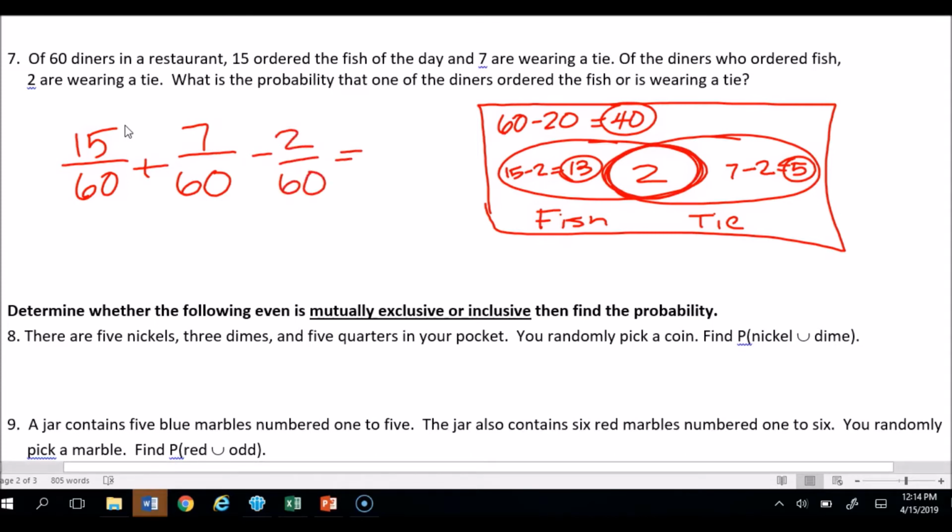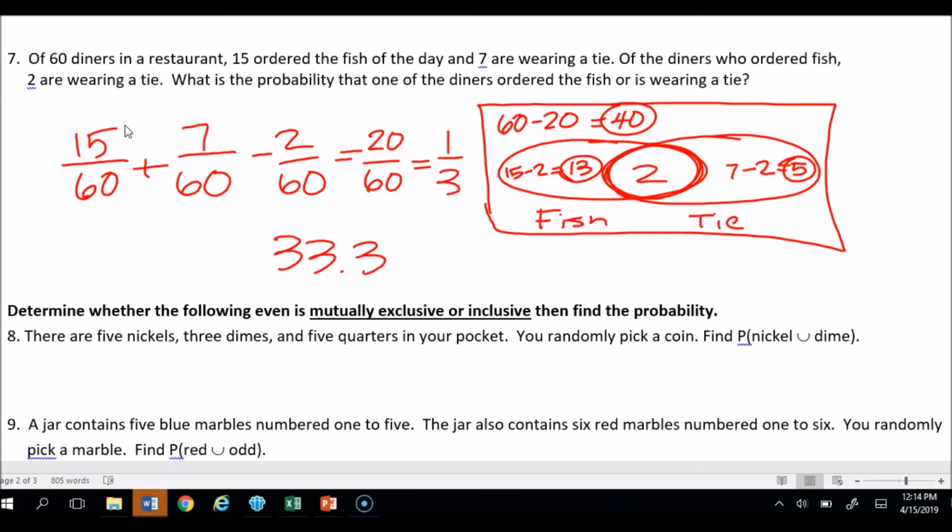That's going to give us 15 plus 7 is 22. 22 minus 2 is 20. So that's 20 over 60, which reduces to be 1/3 or 33.3%.